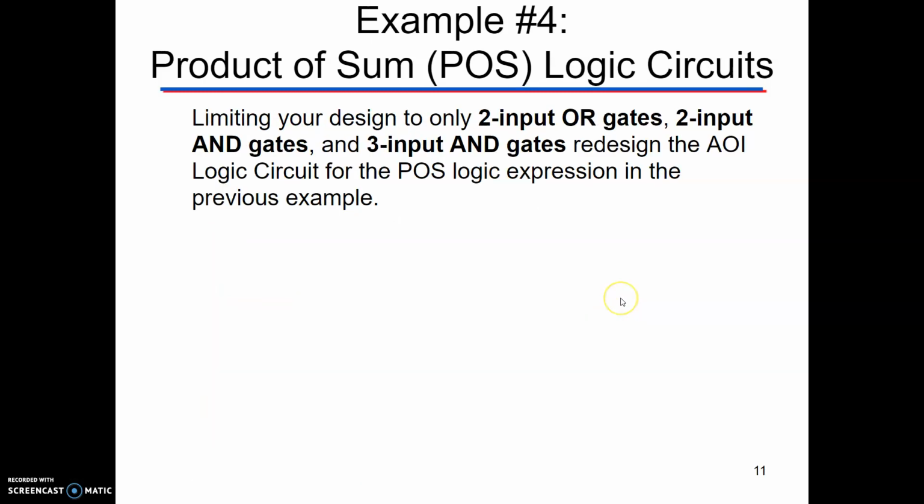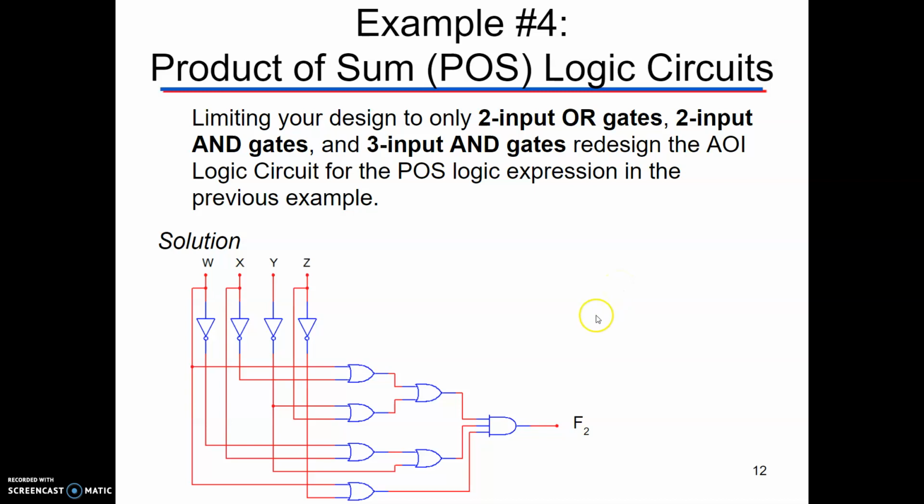So limiting our design to only 2-input OR gates, 2-input AND gates, and 3-input AND gates, we have to redesign that same logic expression. So this is where we have the cascaded gates that then come in and work through this. It is much easier to do this by hand to figure out how you can cascade these gates than it is to just throw these into Multisim.